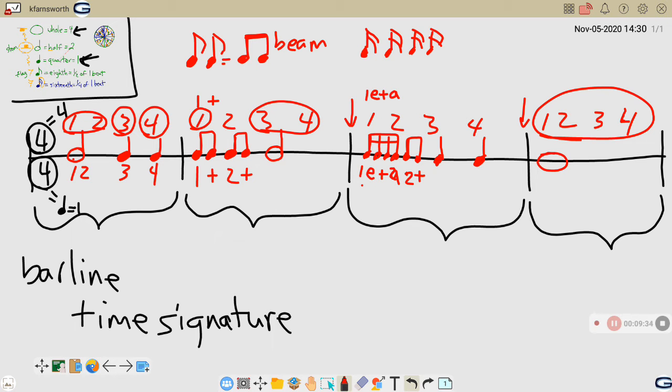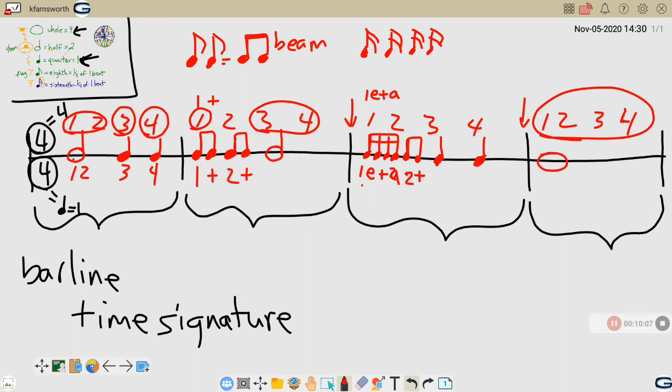So this rhythm, if I clap it, would sound like this. 1, 2, 3, 4. 1 and 2 and 3, 4. 1 and a 2 and 3, 4. 1, 2, 3, 4. And because my whole note lasts for the whole measure, I only clap on beat 1, and then it would hang on through the whole measure. Okay? So that's how we count simple rhythms, and those are just notes.